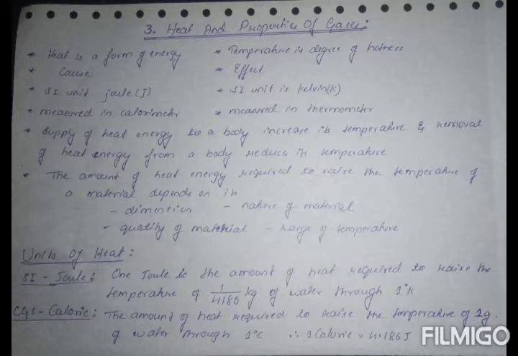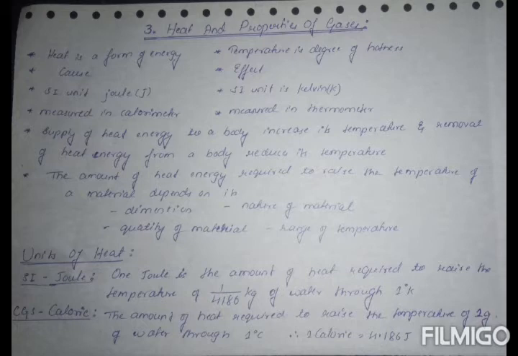So here are the units of heat. The SI unit of heat is joule, the CGS unit of heat is calorie, and the MKS unit of heat is kilocalorie. Joule is defined as the amount of heat required to raise the temperature of 1 by 4186 kg of water through 1 degree Kelvin. It means take 1 by 4186 kg of water and supply heat to it until the temperature rises by 1 degree Kelvin, and that whole process is called 1 joule.